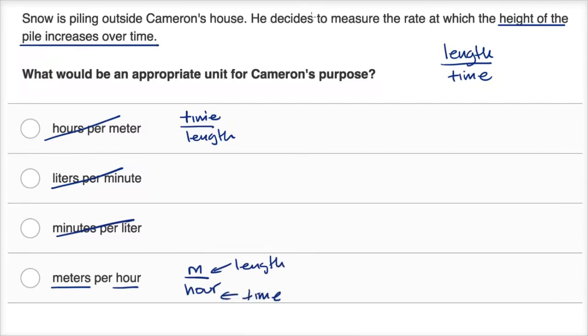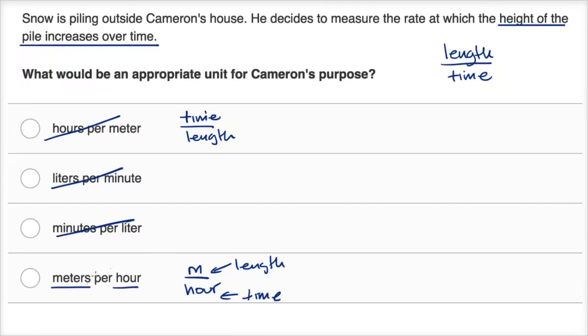And it's good to always go back to the original context. He decides to measure the rate at which the height of the pile increases over time. So if someone said, hey, that height of that pile is increasing 5 meters, well, that would be too much for snow. But let's say it's increasing half a meter per hour, which even that would be quite fast. But half a meter per hour, that makes sense in your brain. Hey, every hour I'm going to get half a meter more of snow.